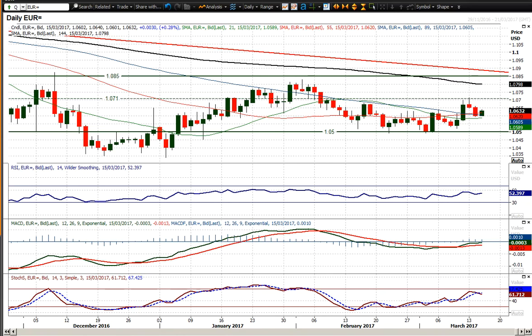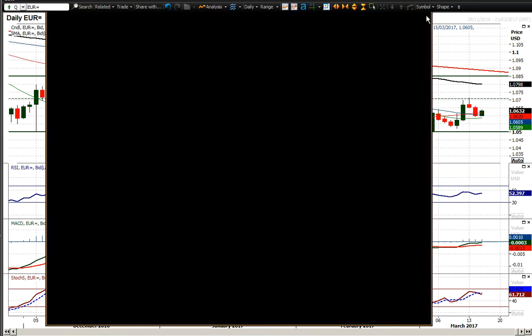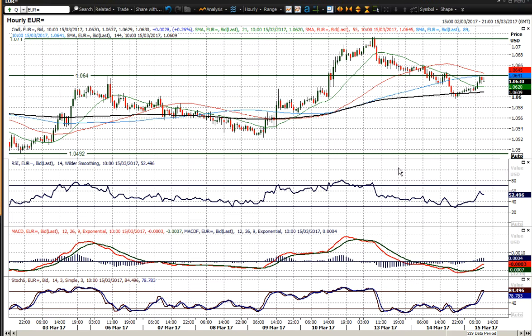You've got the Bollinger Bands, which I could show you if I could get this one going. Bollinger Bands are basically flat between 105 and 106.75. So yeah, nothing really doing. Average true range is around 70 ticks on the day, so nothing really in terms of volatility on this euro dollar. Just fairly much looking towards the Fed.